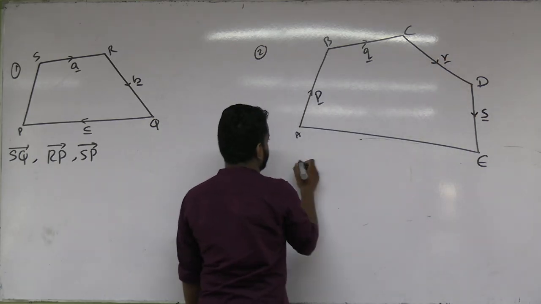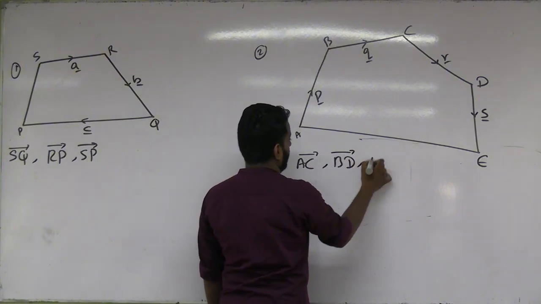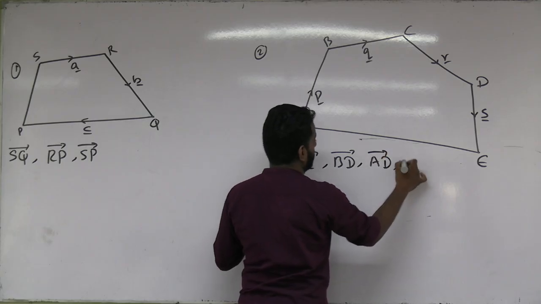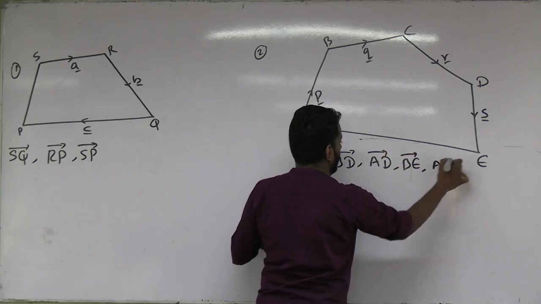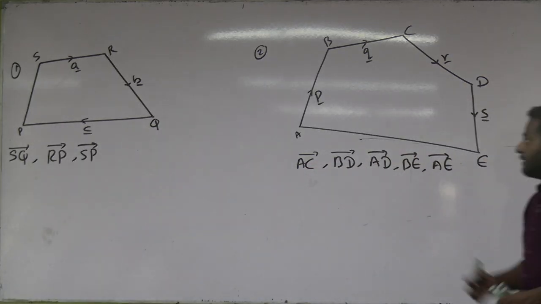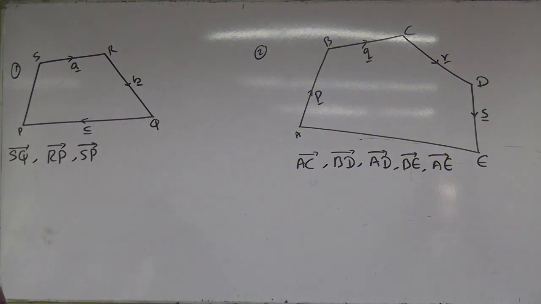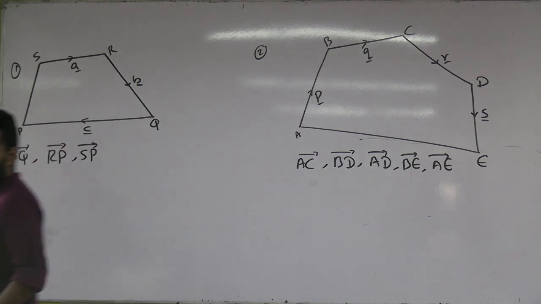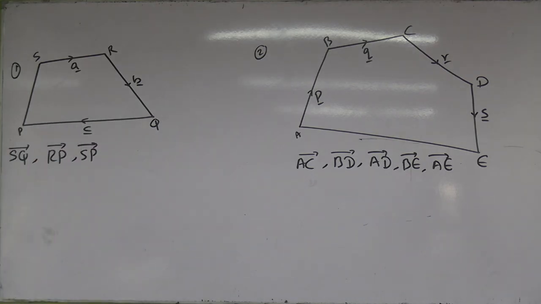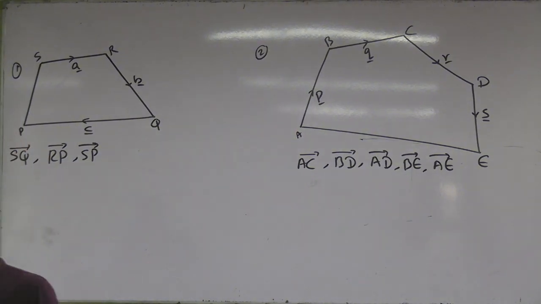Here you are supposed to find the vector AC, the vector BD, the vector AD, BE and AE. Okay, we'll start these two questions. Right, so we'll start from question 1. We have SQ. We are supposed to find SQ, RP and SP. Make sure you write the capital letter notation also, the sum of the vectors, and then substitute the values with the simple letters.